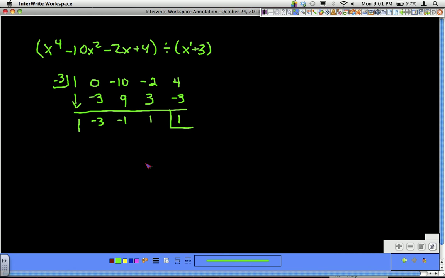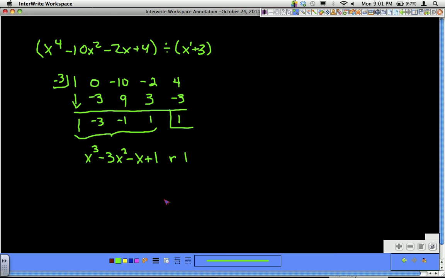So, what good did that do us? Well, it gave us this. Remember, if we had x to the fourth divided by x to the first, that was telling us that we'd have x to the third left. So this gets me x to the third minus 3x squared minus x plus 1 with a remainder of 1.